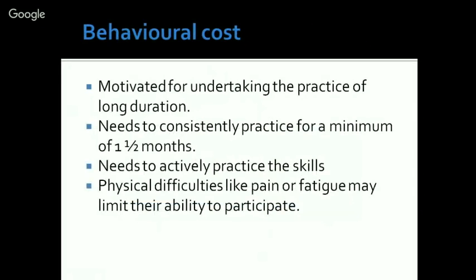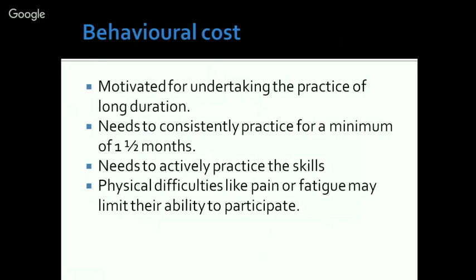The next is behavioral cost. This is a very important cost because a treatment we might be interested in applying might look very beneficial, but if the patient doesn't like it, then it's going to be very hard, right? So it has been identified that CIMT works well in patients who are motivated to undertake the practice of long duration. They need to consistently practice for a minimum of 1.5 months, and they need to actively practice it. And they need to overcome their physical difficulties.